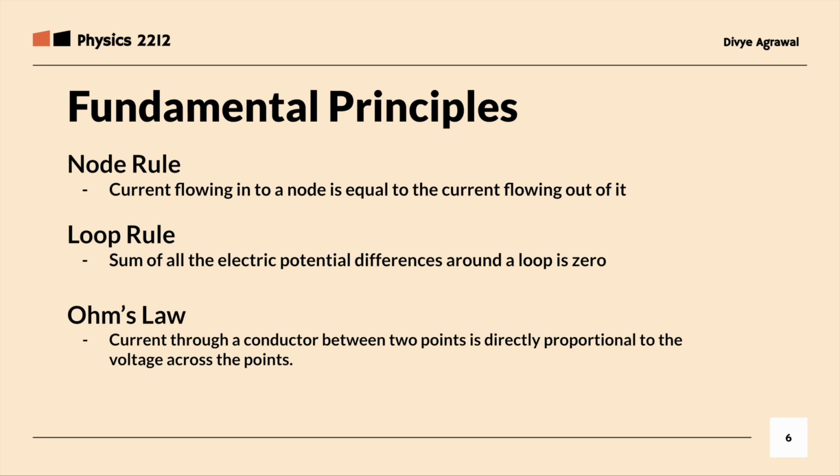And then Ohm's law provides that the current through a conductor between 2 points is directly proportional to the voltage across the points. Each one of these deals with one part of V = IR, right? The loop rule is the V, the node rule is the I, and Ohm's law has the R.